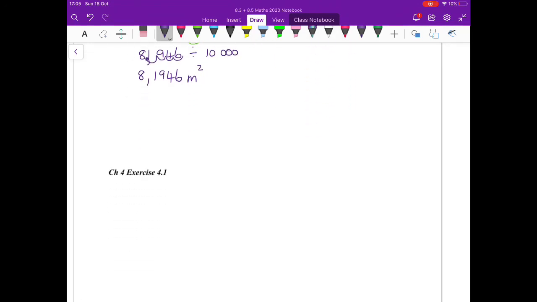For more practice on this, Chapter 4, Exercise 4.1. There is no test your understanding. This exercise serves as a test your understanding.